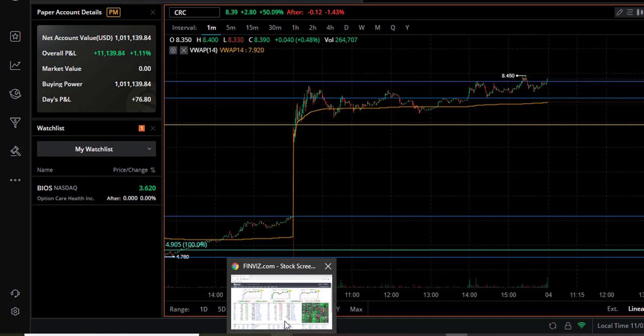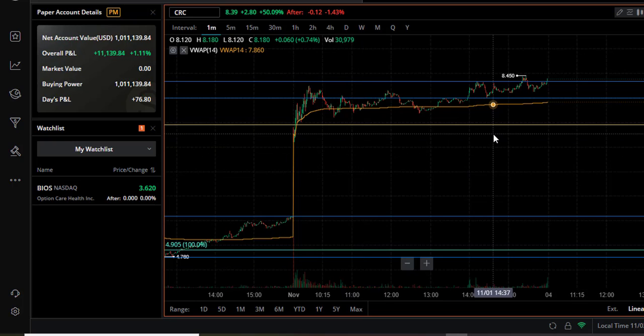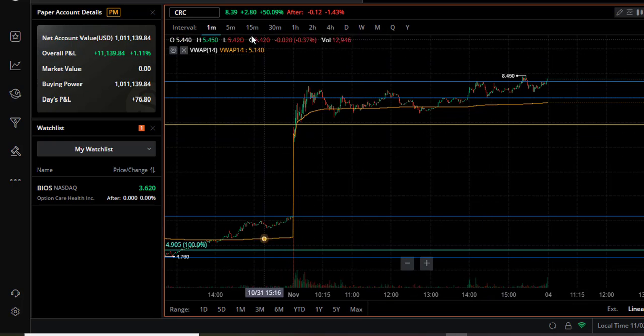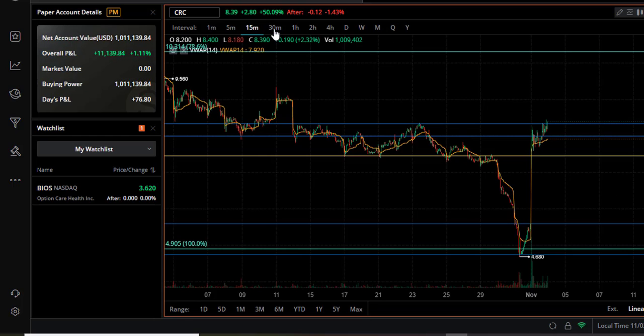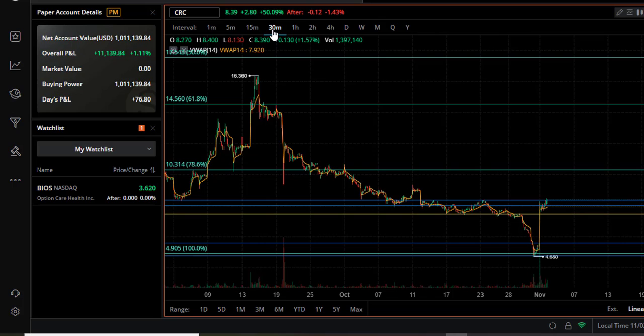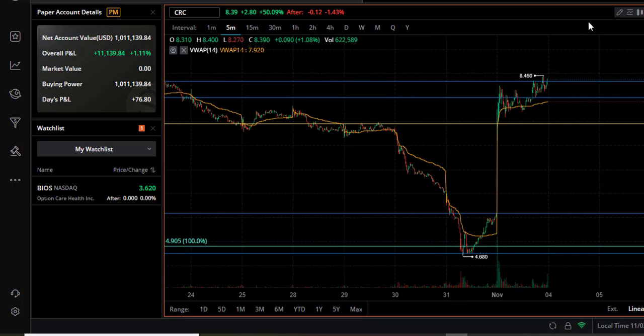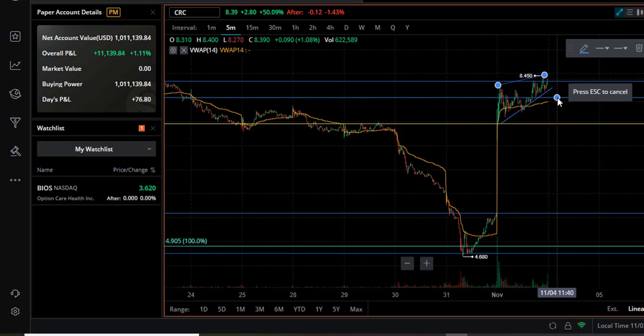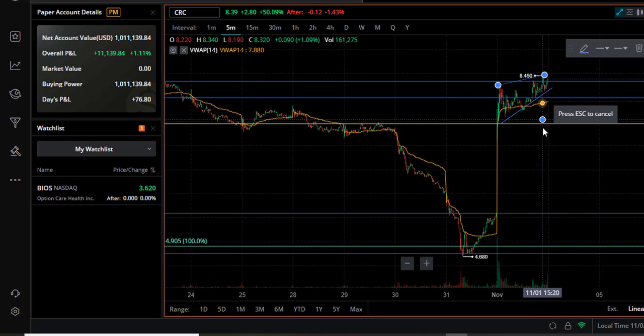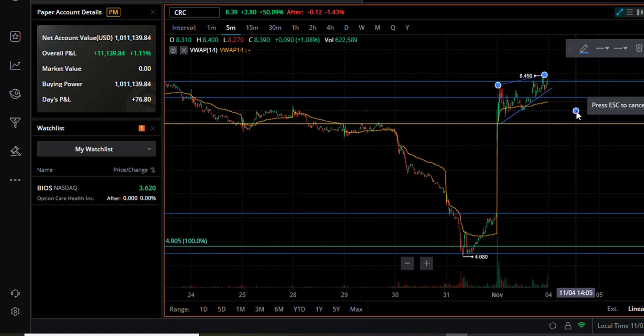So if we're looking at CRC, I have that up. I look here to see what this looks like, and then I'll just scan through all the time frames, because sometimes you'll see a pattern show up on one time frame more than it'll show up on another. So I'm looking at this and I'm thinking, okay, maybe this is something that I like. I'll draw my trend line to show me what it actually looks like. With this pattern, what I know for sure is that it will drop to at least the VWAP or to support and then bounce. So I'll be watching this for a short and then for a long.